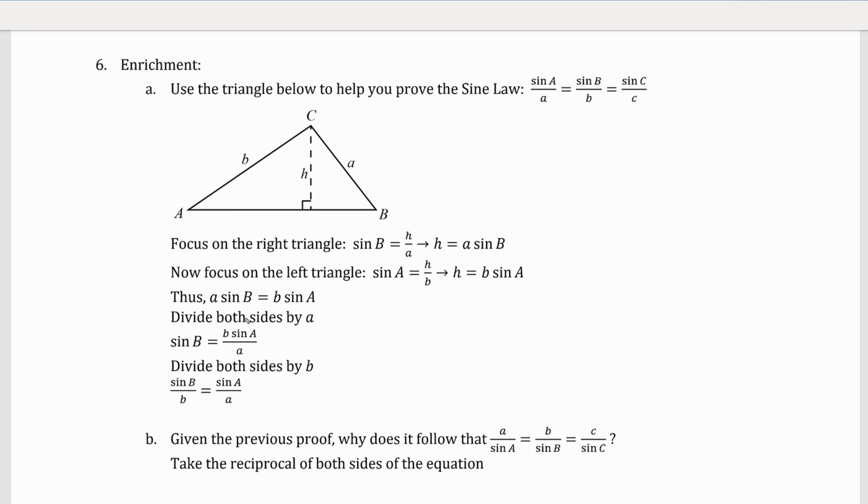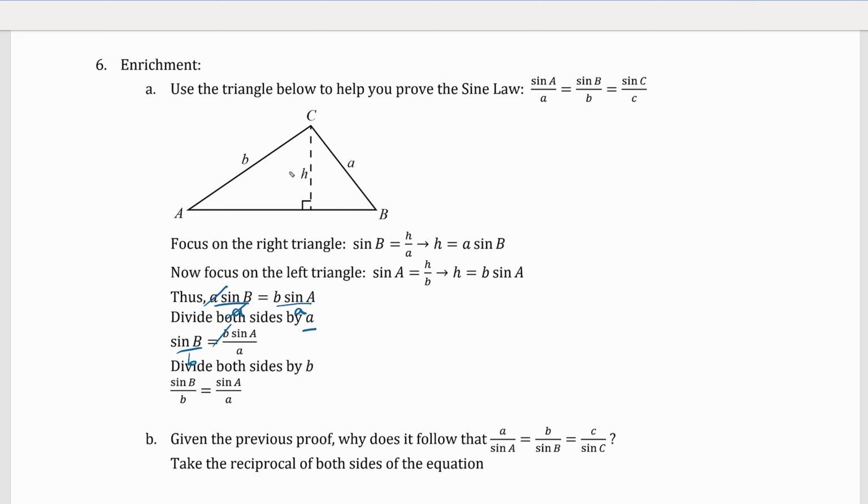We have this equation, and now we're going to divide both sides by a. So dividing by a, we can see that these a's cancel out. We get sine B equals b sine A, and of course we have to divide both sides by a, all over a. Now we divide both sides by b, and when we divide the right hand side by b, the b cancels out. So sine B over b equals sine A over a, and this is what we're trying to prove. Now because we dropped a perpendicular line between A and B, we were able to prove that sine B over b equals sine A over a.